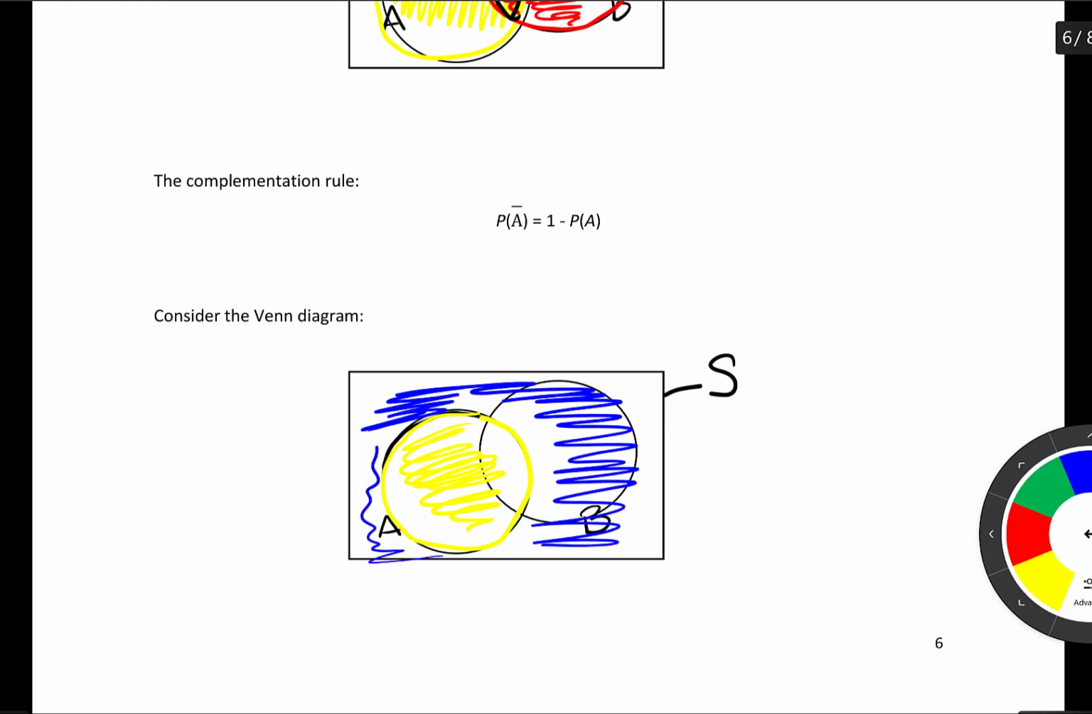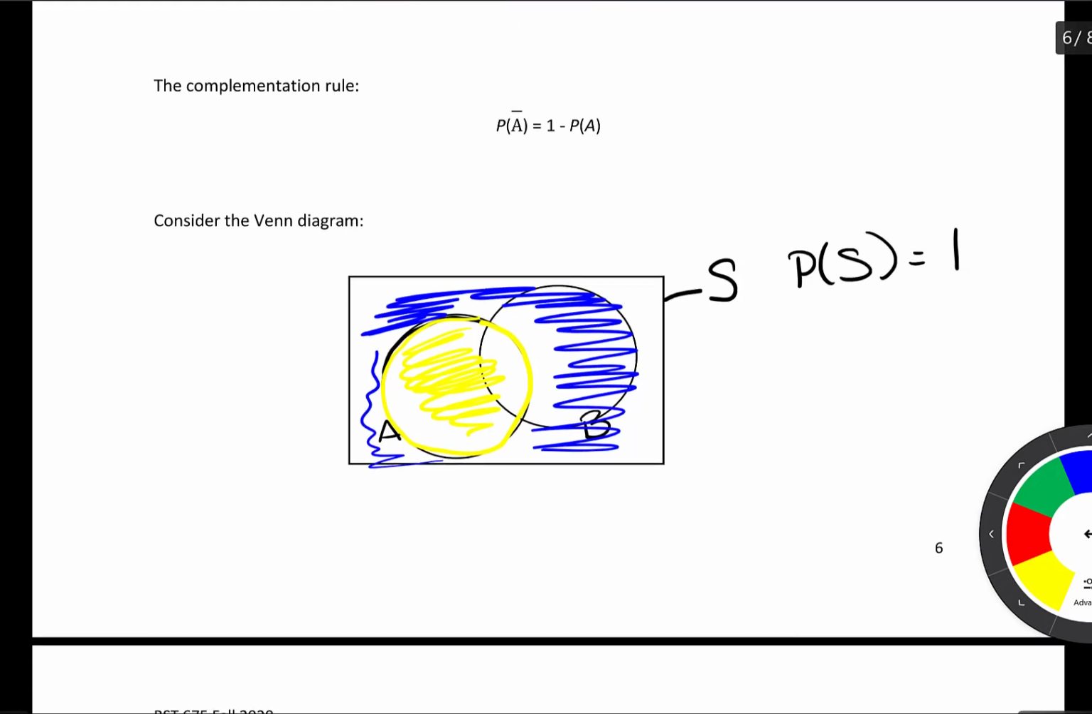Well, remember that the probability of the sample space is equal to 1. So if I want the blue, I could take 1, which would be the probability of the entire sample space, minus the probability of A, which is the yellow, and that will leave me with the blue.